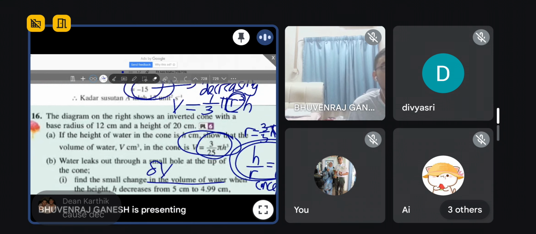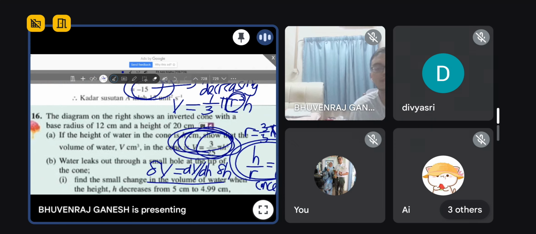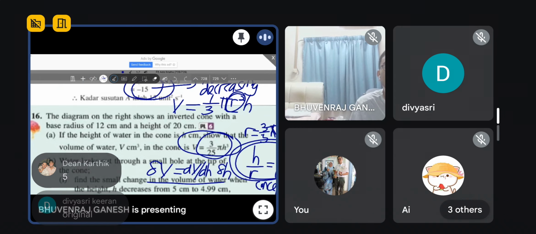Okay, so we are going to use the formula again. Delta V is equal to dV over dH times delta H. So delta H we have, dV over dH we must find. How to find? Use the previous part answer, differentiate only. So guys, H value, which value do we substitute? 5 or 4.99? Very good. Original value. Then you will get the answer already.